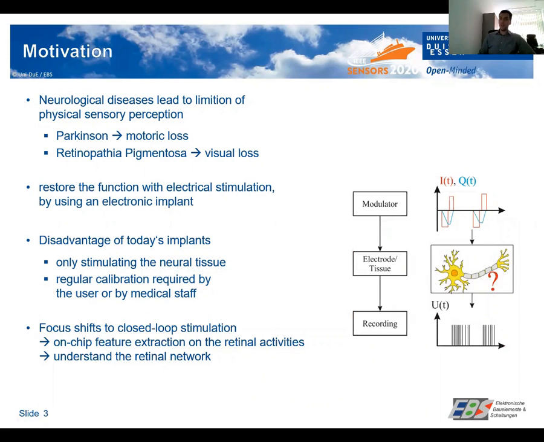This effect can be reduced by implementing the concept of closed-loop stimulation, in which the retinal activity is recorded after the electrical excitation. This requires the implementation of a recording unit. The main topic of this talk is the hardware-friendly feature extraction on the recorded raw data to determine spike activities in real time and on chip. This technique can be used in future to tune the stimulation parameters.